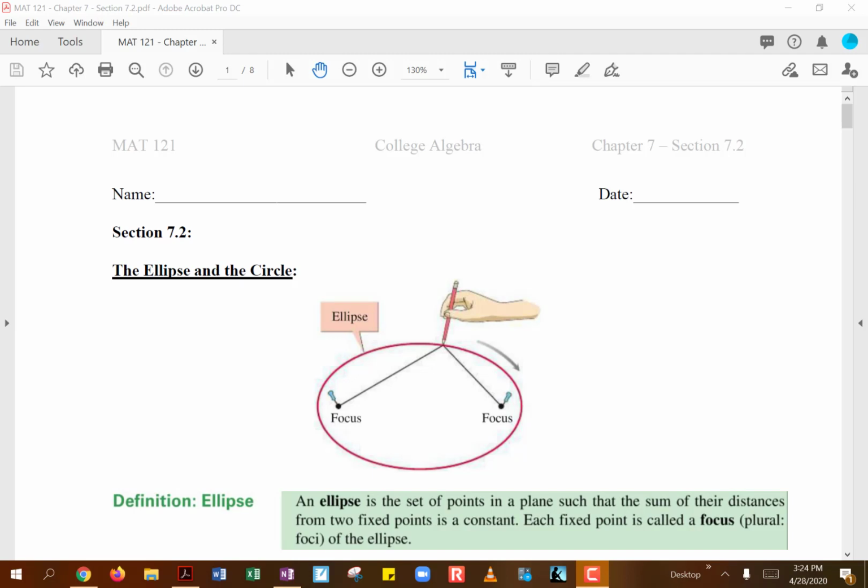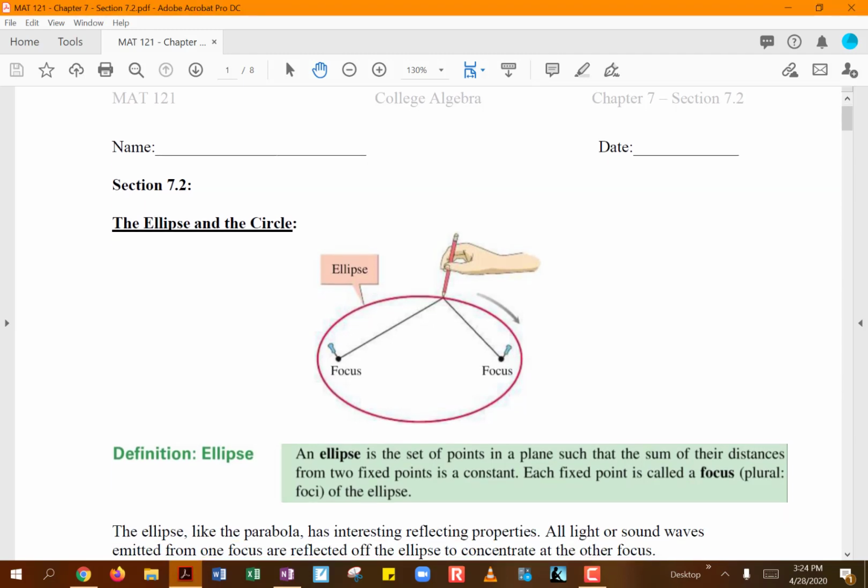So as you can see in the image over here, the idea is if you were to take two nails, maybe nail them down to a board and tie a string to each of those nails, and use your pencil, the shape that you would be able to draw from that would be an ellipse. And that's the simplest way to think of how you can draw an ellipse.